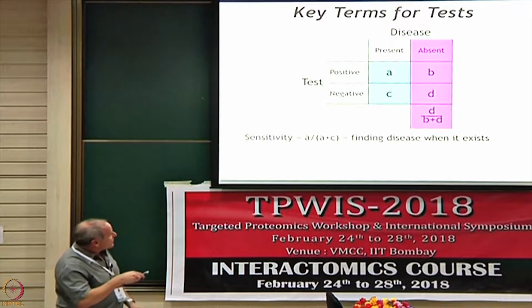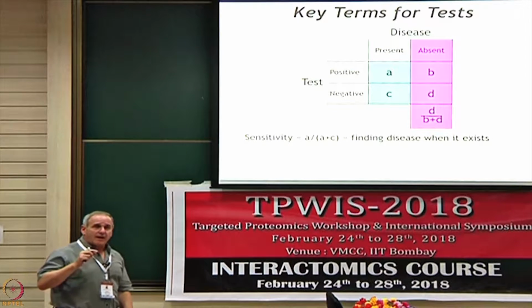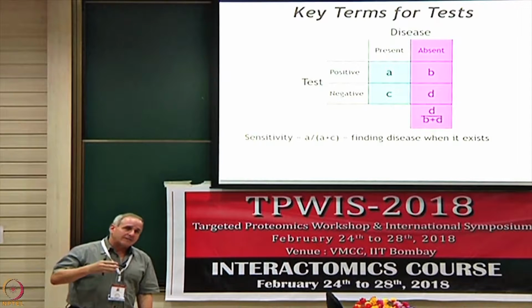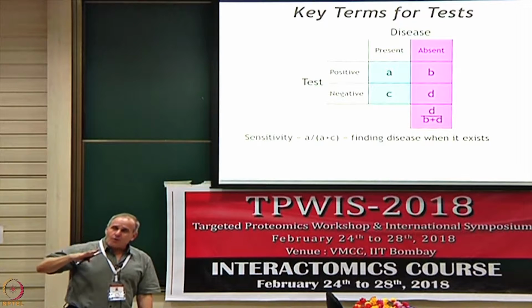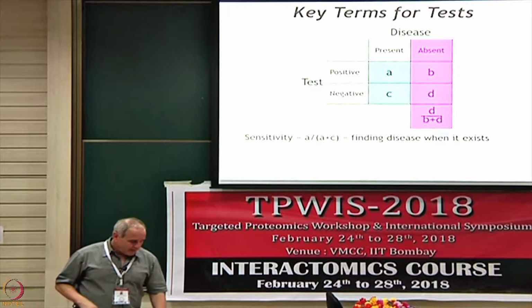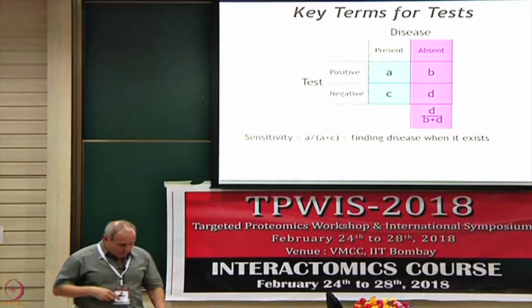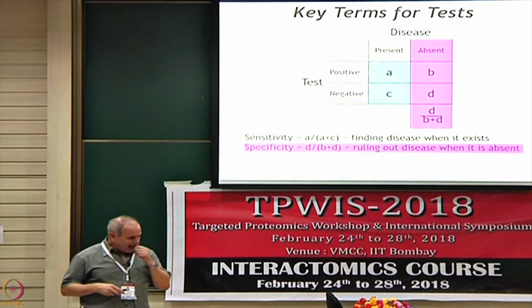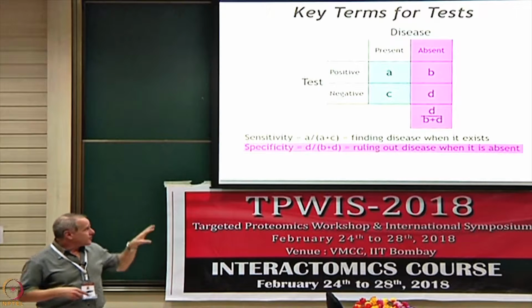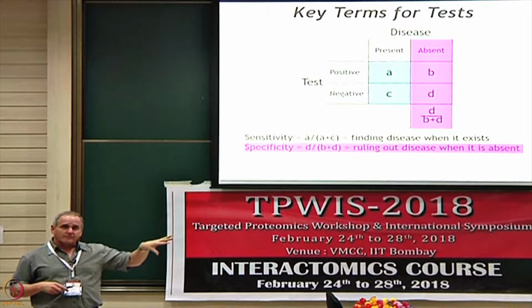So this is specificity. We're looking at the false. We're taking the people who are truly negative divided by all the people who are negative. So how well can you count on the test to be negative when in fact there is no disease? In other words, how low are the false positives? And so we measure it by D over B plus D, and that's the equation here. So it's ruling out disease when it's absent.